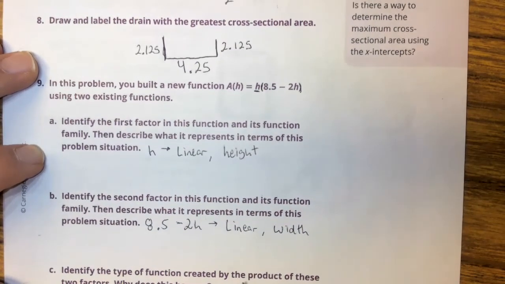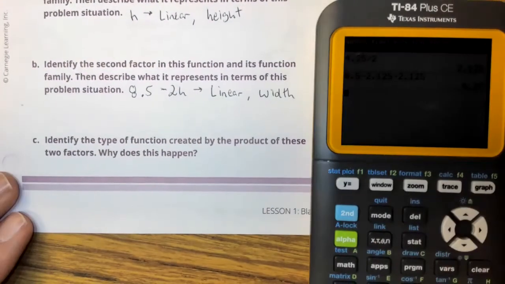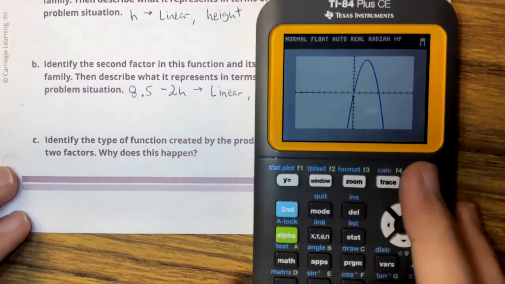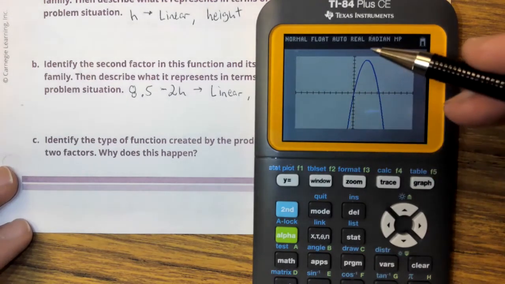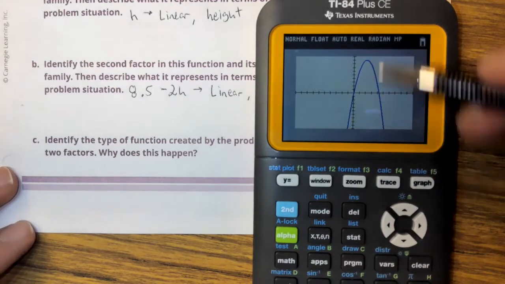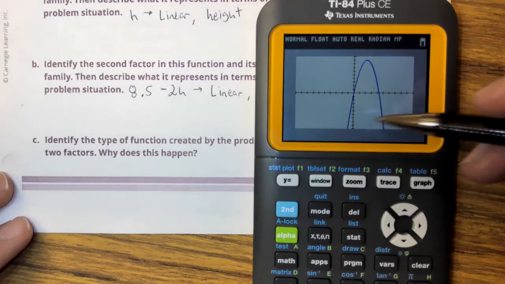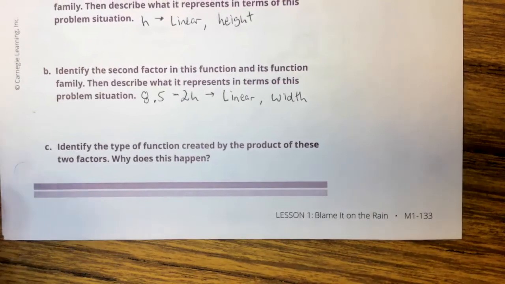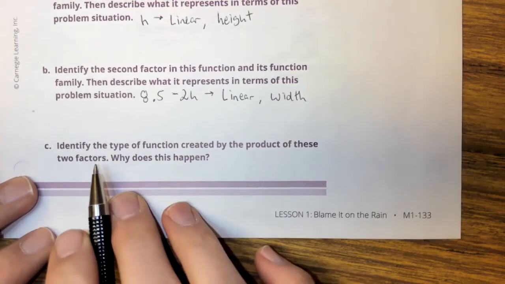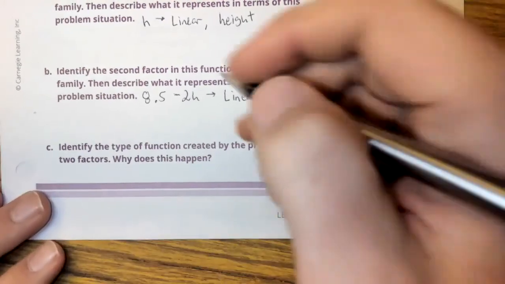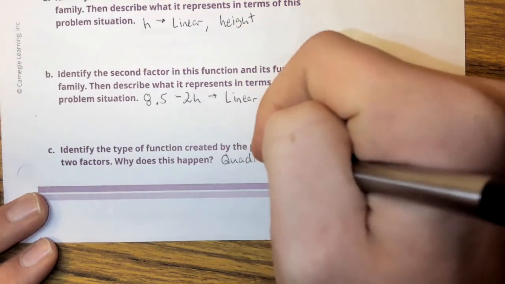Identify the type of function created by the product of these two factors. If I go back to my graph, you should be able to tell what type of function is created. It's concave down, we had a vertex and axis of symmetry. So this is a parabola, and parabolas are created from quadratic functions. It is a quadratic function. It's not linear, it is quadratic.